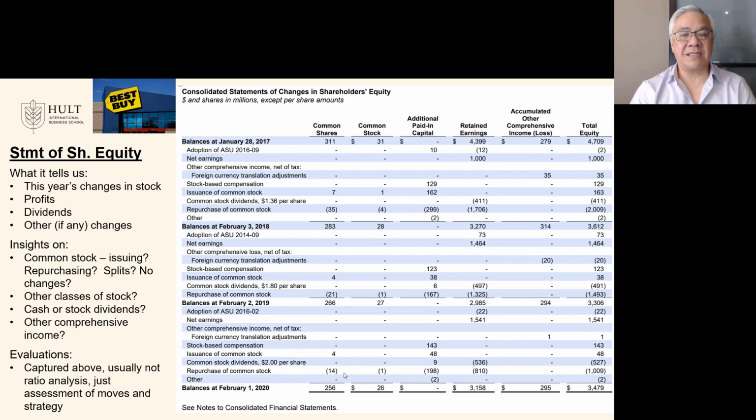The last statement is a statement of changes in shareholders' equity. As mentioned, it talks about the stock that we issued, stock that we repurchased, also retained earnings, and we have this other item that often people don't pay much attention to. It's called accumulated other comprehensive income. This is a very technical area. I will not get into it during our course. It's part of financial accounting.